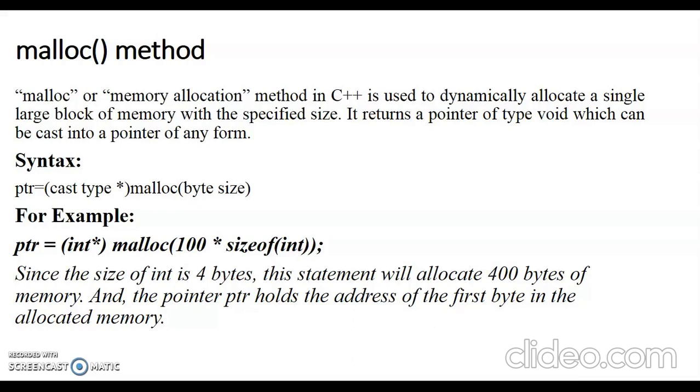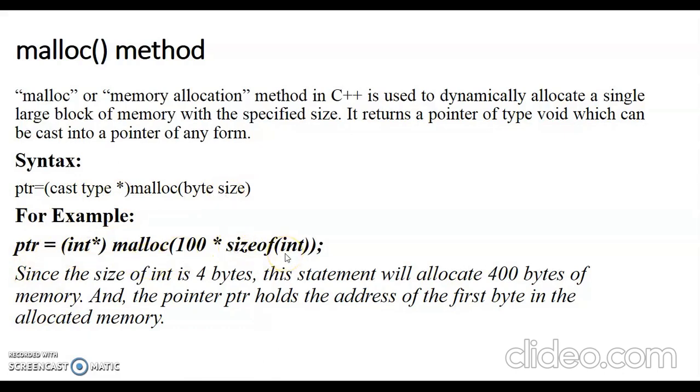When I say it returns a pointer of type void, it means it can be cast to any type of pointer. So my pointer type is not decided. If we return a void type of pointer, you can assign it to any type of variable. The syntax is, let's say ptr is your pointer name, ptr equals cast type, whatever type you want, asterisk, malloc and byte size. For example, ptr equals int asterisk malloc 100 into sizeof int.